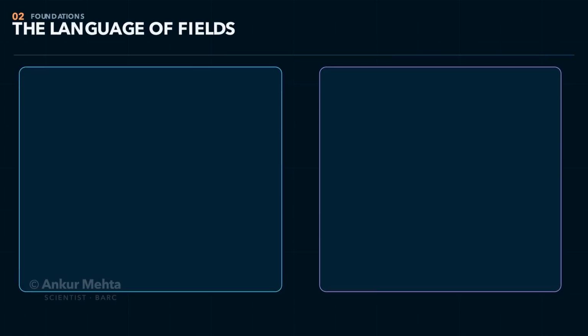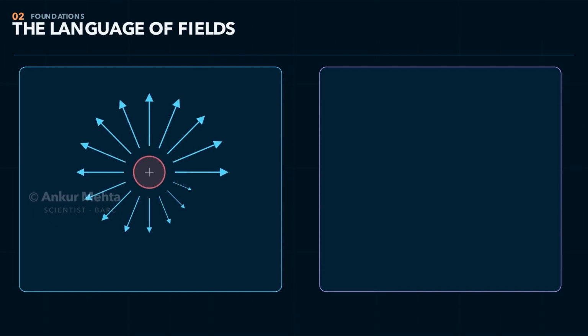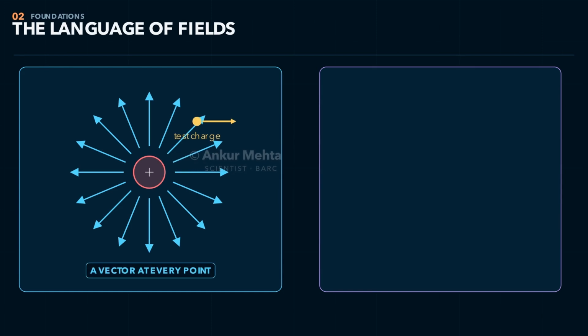Before reading Maxwell's equations, we need the language they use. A field assigns a value to every point in space. An electric field tells a positive test charge which way it would accelerate. A magnetic field tells a moving charge how its path would bend. Each arrow therefore carries both magnitude and direction.